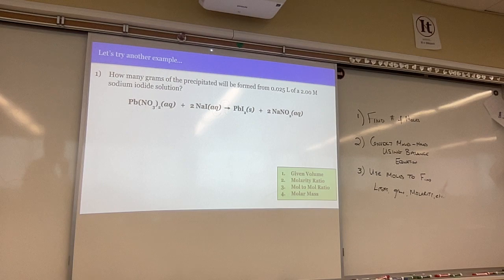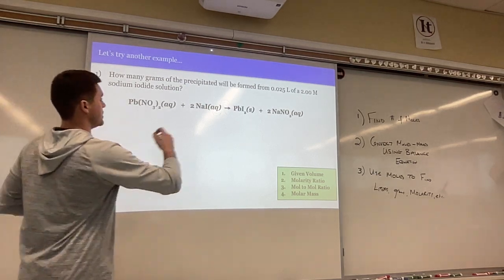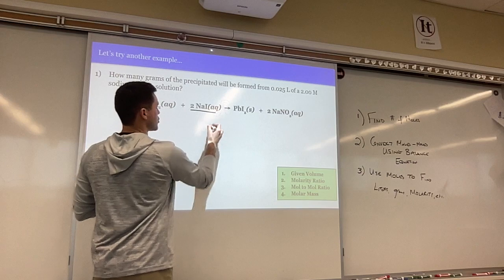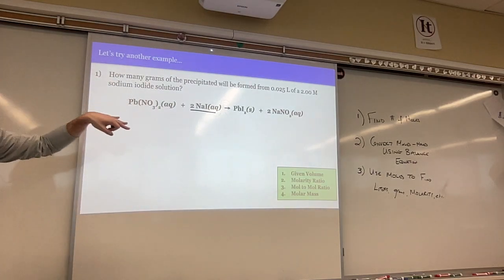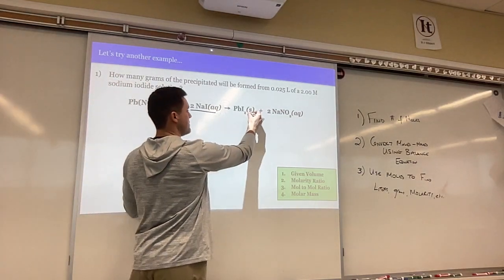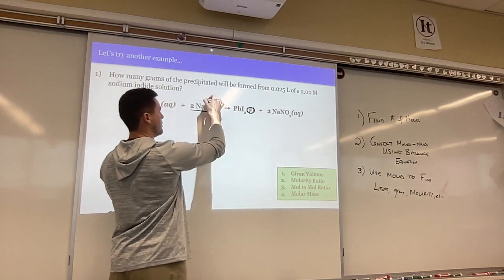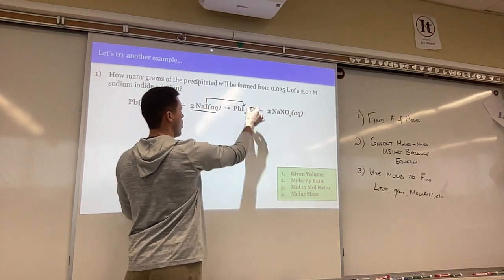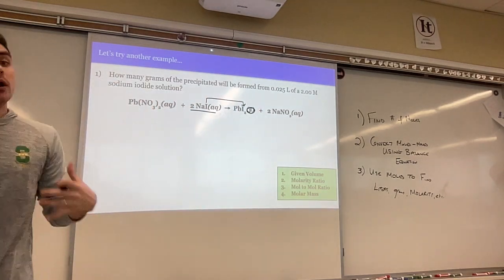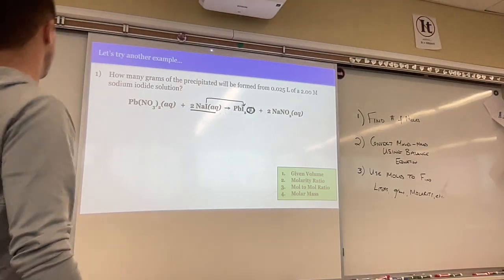So we start with 0.025 liters of a 2 molar sodium iodide solution. That's this chemical here. And we're trying to figure out how many grams of precipitate are formed. Well, precipitate means solid chemical form. So we're converting from sodium iodide over into lead iodide. And step 1 is find number of moles.